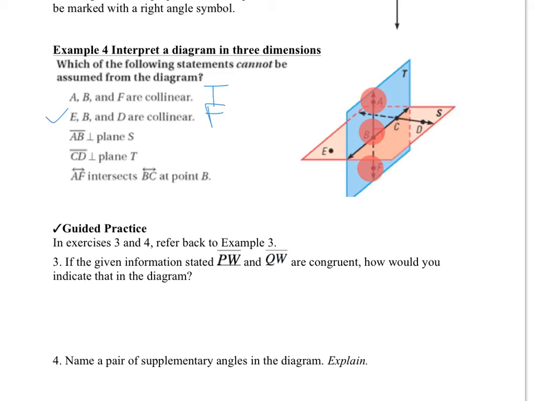Segment AB is perpendicular to plane S. Well, segment AB is perpendicular to line C. Line C is in plane S, so that would be true. Segment CD is perpendicular to plane T. Well, I don't see any right angles, so that one's not going to work out. We don't know if that's true. And line AF bisects line BC at point B, and that's true.